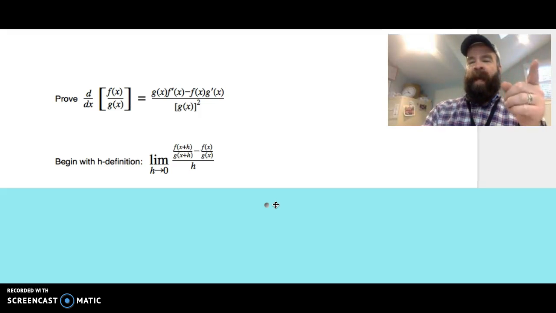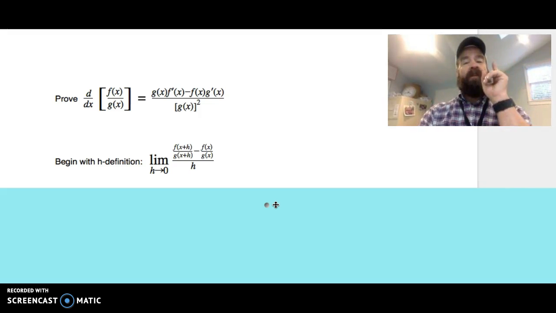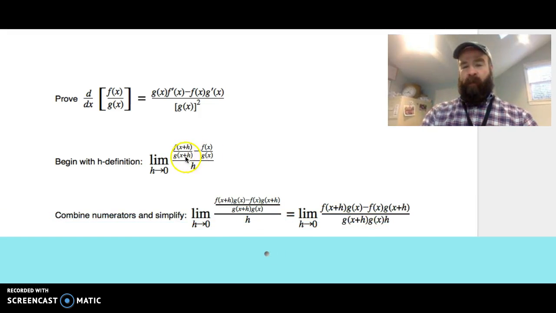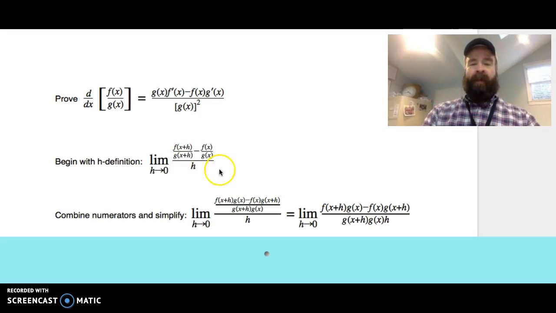Now, when we had fractions in these indeterminate limits before, we worked with it by combining the fractions into 1. So I'm going to do that here. I'm going to get a common denominator between these two fractions, and that would be g of x plus h times g of x. I'd have to multiply this by g of x, as I've done here, and I'd have to multiply this by g of x plus h, as I've done here. That would give me a single fraction divided by h, which is the same as multiplying that fraction by 1 over h. So this would give me a non-stacked fraction at this point.